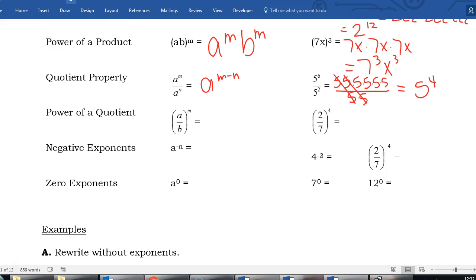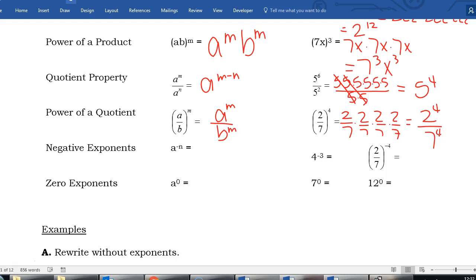Power of a quotient is again like the distributive property. You need to give that power to both the numerator and the denominator. So if I wrote this out the long way, 2 sevenths, 2 sevenths, 2 sevenths, 2 sevenths, I got 4 2 sevenths. Since I have 4 of those, that means I have 4 2's and I have 4 sevenths. So both the numerator and the denominator get the power.